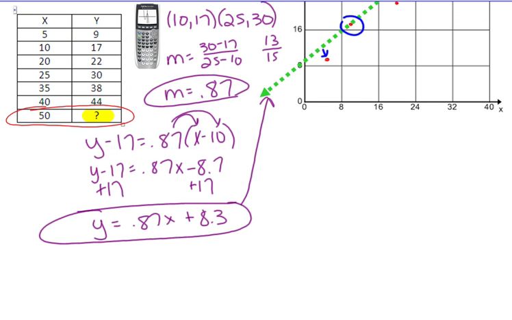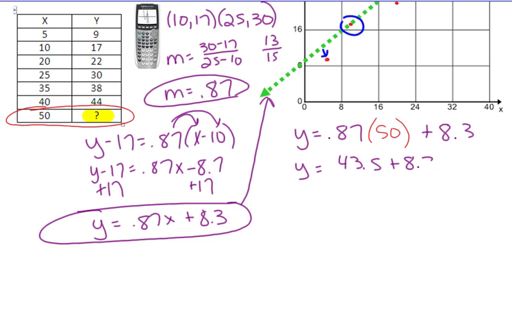So now the last thing we would do is actually plug in the value that they give us. So we had 0.87, and then for the x value they ask us to find 50. So I'm going to plug a 50 in there, and then plus 8.3. So 0.87 times 50 would be 43.5. Add the 8.3 in there, and our value, that's the question mark they were wondering about, is 51.8. Again, tomorrow we will look at doing this on our calculator.